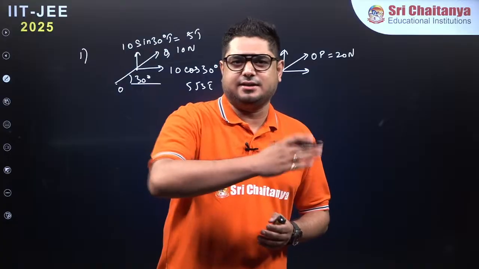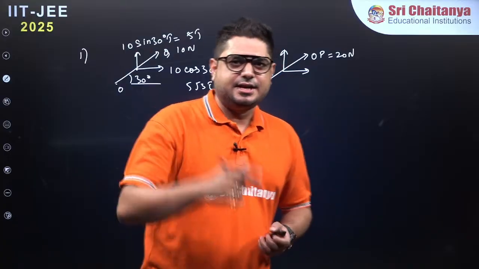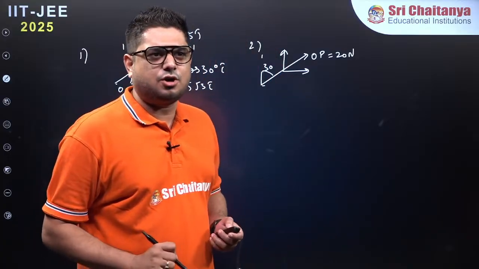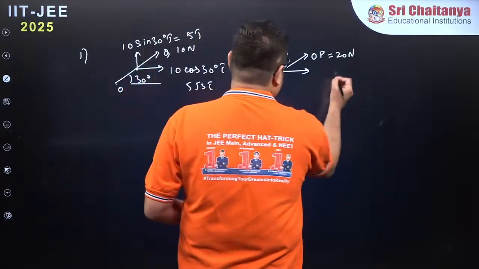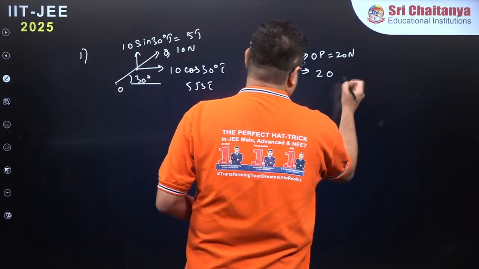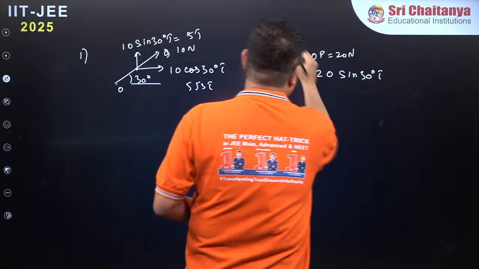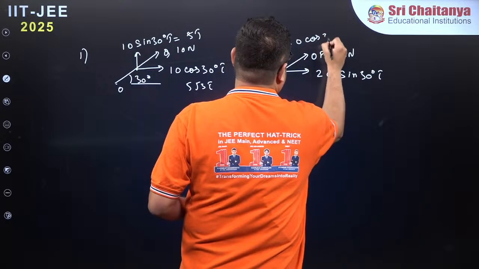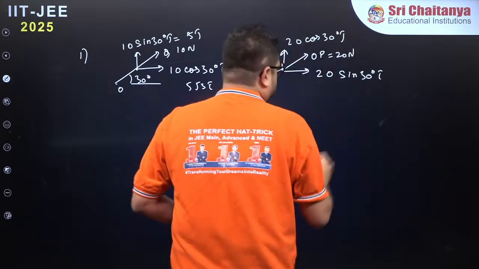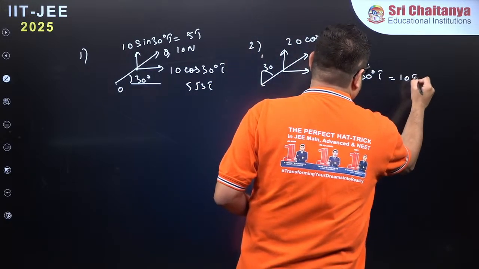I have already mentioned previously that if you have a vector making some angle theta with respect to the vertical, the horizontal component this time is not going to be cosine anymore. So you can write it down over here: this is going to be 20 sine 30 i cap and 20 cosine 30 degrees j cap. If I solve it, I will get this as 10 i cap.